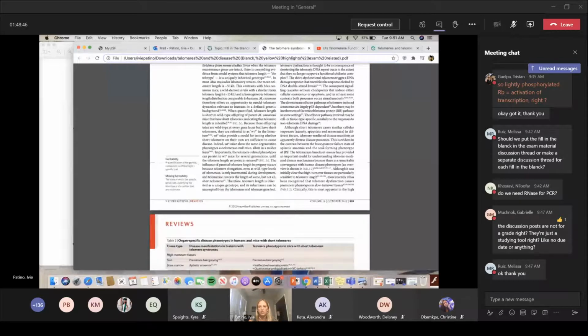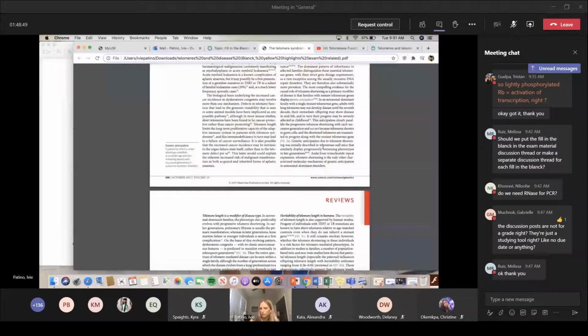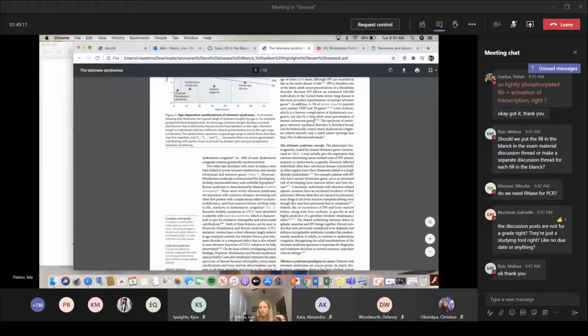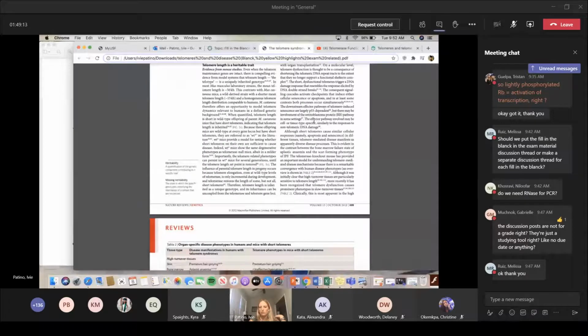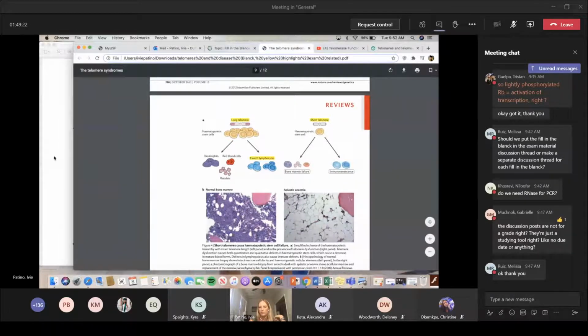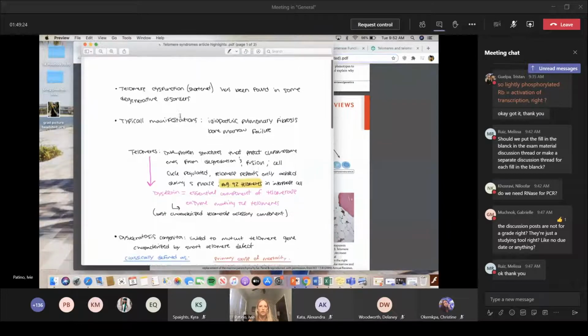I think that's the last highlight. Yeah. So then we see that adult onset manifestations of telomere-mediated disease are related to germline TERT or TR loss of function mutations. And the frequency of these mutations is highest in individuals with IPF. So then he highlights this image: with a long telomere, we form normal B and T lymphocytes; with a short telomere, we get bone marrow failure. Okay, so now if we look at the notes I took.